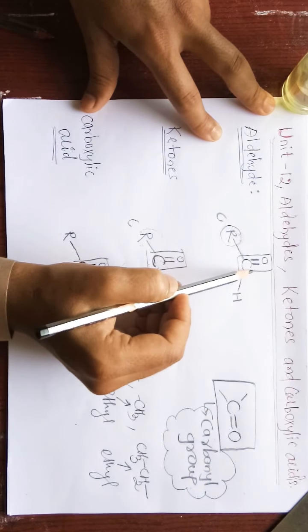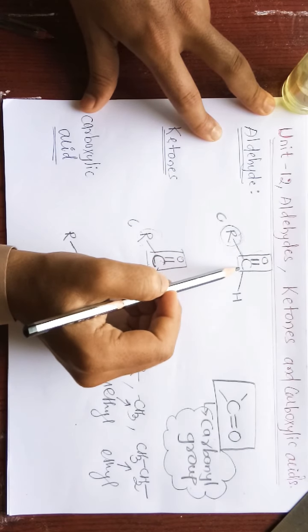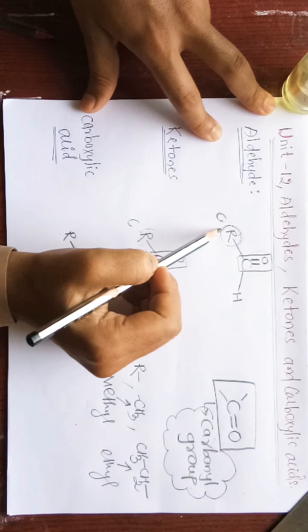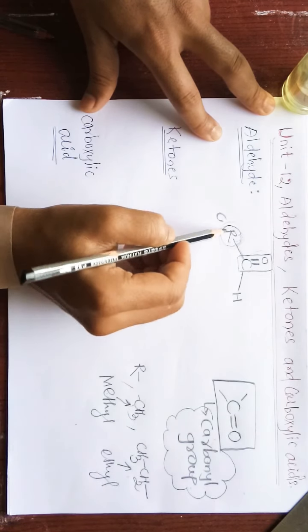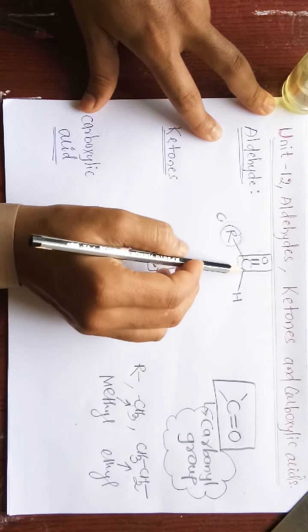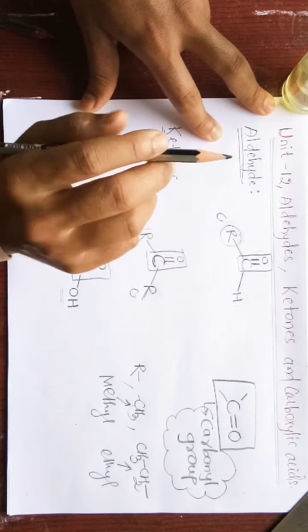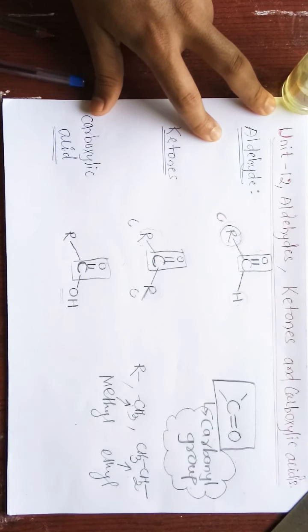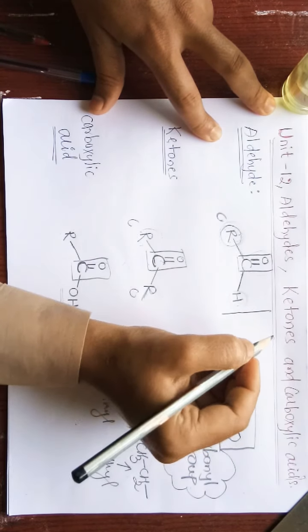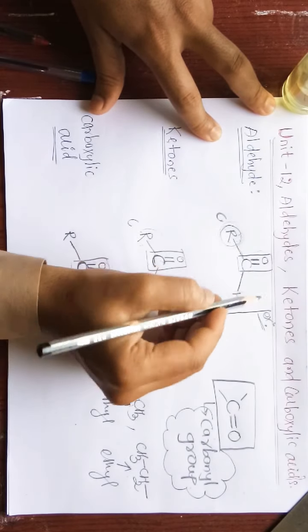If we want to say aldehyde, the carbonyl group is attached on one side by a carbon group, that is methyl, ethyl or simply an alkyl group, and the other side is bonded by hydrogen. That we call an aldehyde.